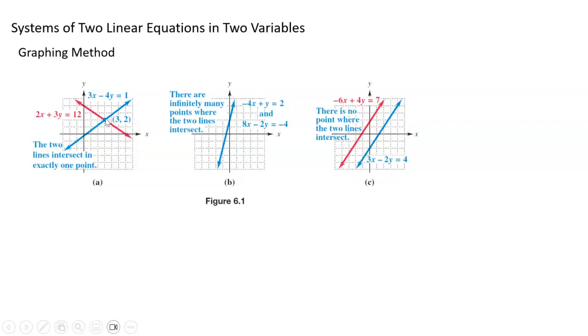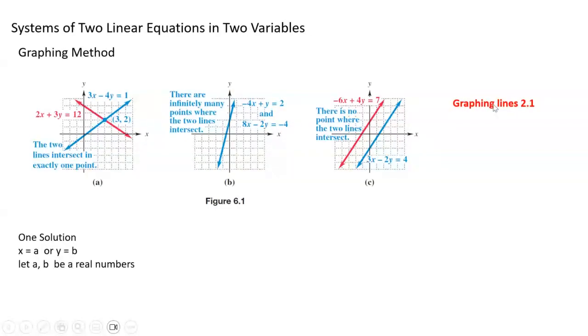This means one solution. Here we have two lines, -4x plus y equals 2 and 8x minus 2y equals -4. We have two equations, but they're the same line. That means there are going to be infinite solutions. And here on figure C, we have -6x plus 4y equals 7 and 3x minus 2y equals 4. These two lines never intersect. They're parallel lines. So for this one, there's no solution.